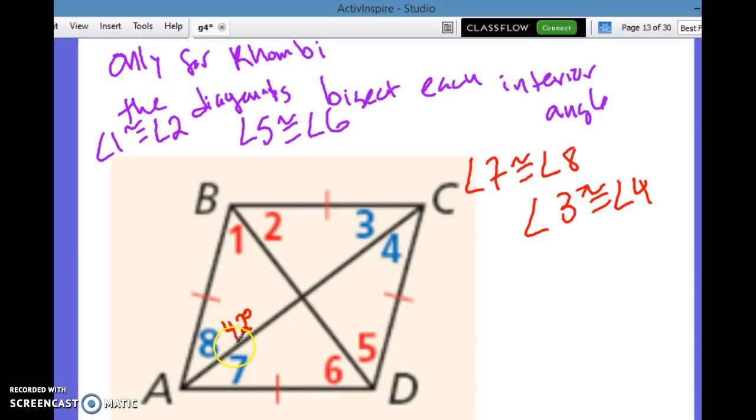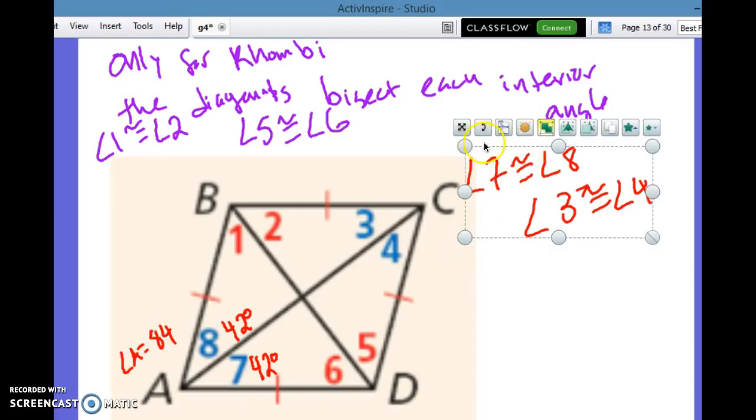If you know one of these angles, you can fill in all of the angles in it. We know that these two angles have to be the same, right? That's the property that we were just talking about. We said that angle 7 and angle 8 are congruent because the diagonal splits them in half. So this is also going to be 42 degrees. So angle A, in turn, would equal 84 degrees. This whole angle is 84.